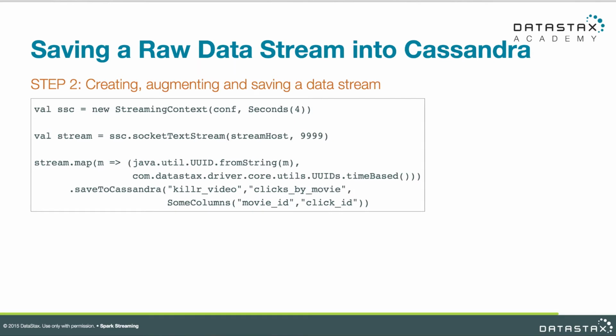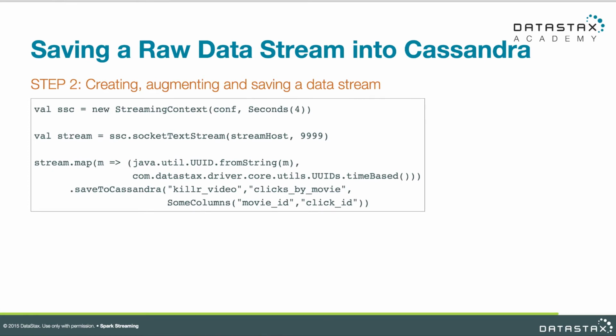Then in step 2, we'll create our streaming context, open up our stream, again, to that text stream of those UUIDs, and then map the stream. Now the stream consists of simply one UUID after another. So each one of those we're going to convert into a Java UUID object because that's what the saveToCassandra method is going to expect.